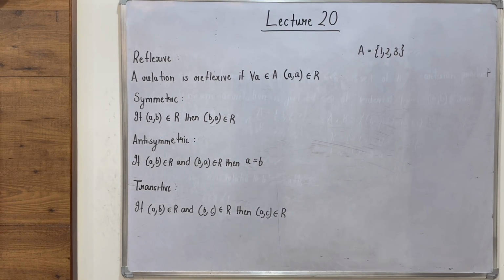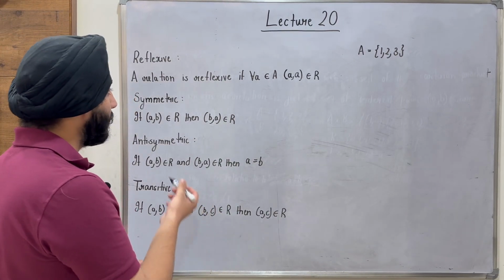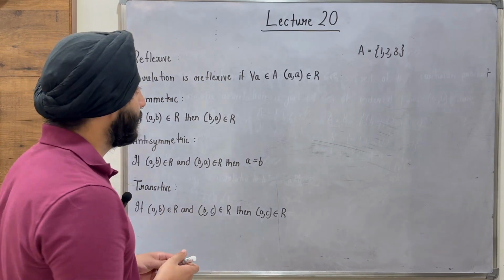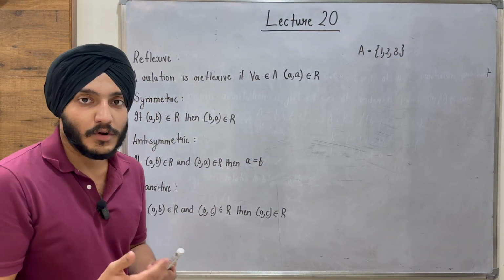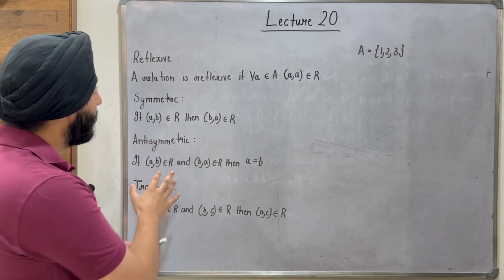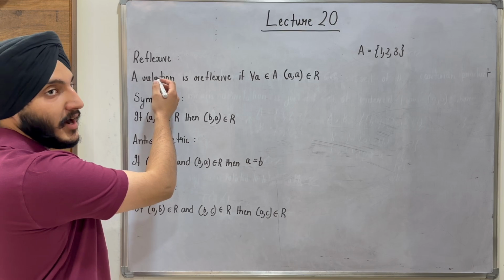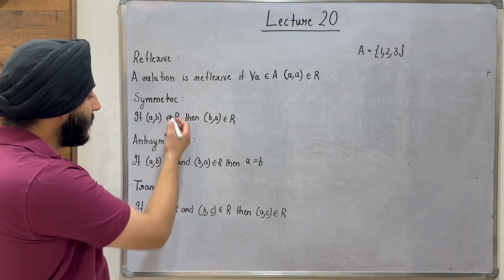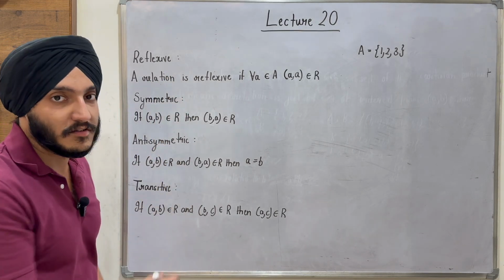Okay, so now let's try to understand the different types of binary relations in detail, right? So basically what we are trying to do is classify relations into different types. These are the four different types. A binary relation can be reflexive, symmetric, antisymmetric, and transitive, right?